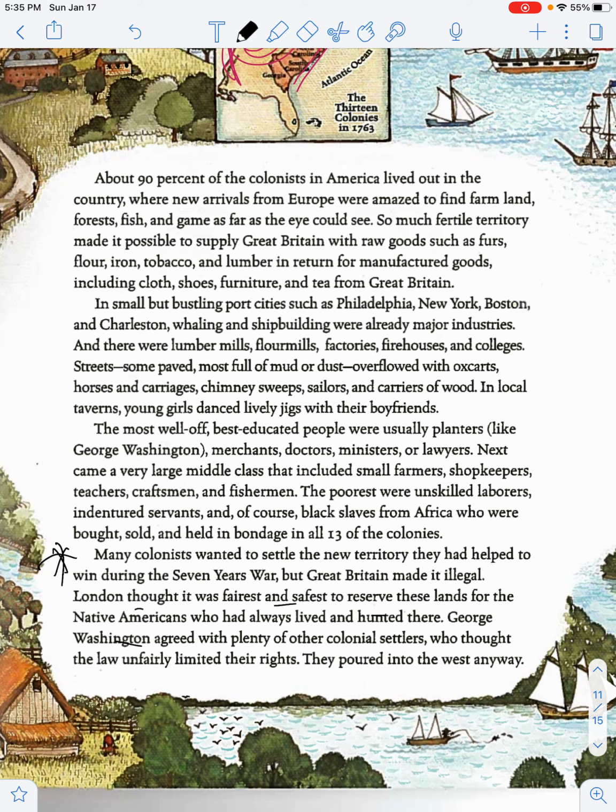George Washington agreed with plenty of other colonial settlers who thought the law unfairly limited their rights. They poured into the West anyway. So, Great Britain made it illegal. London thought it was fairest and safest to reserve these lands for the Native Americans who had always lived and hunted there. That's the British perspective about them pouring into the West.